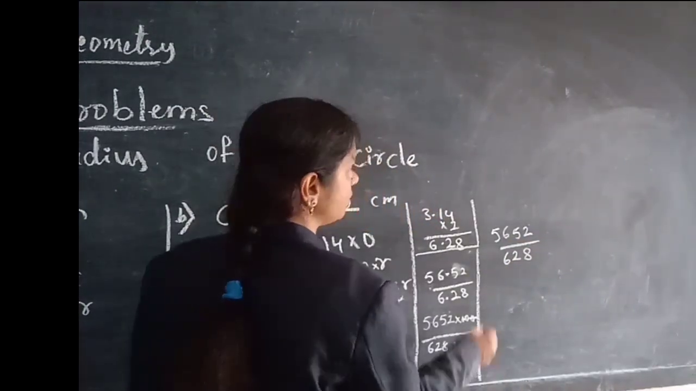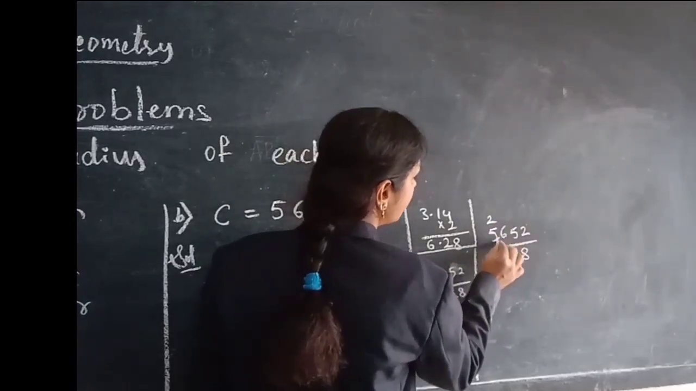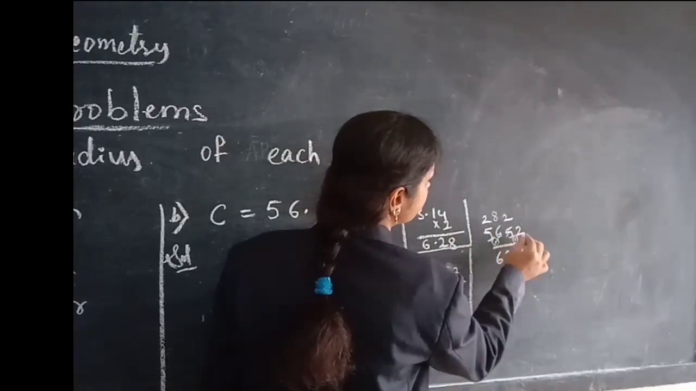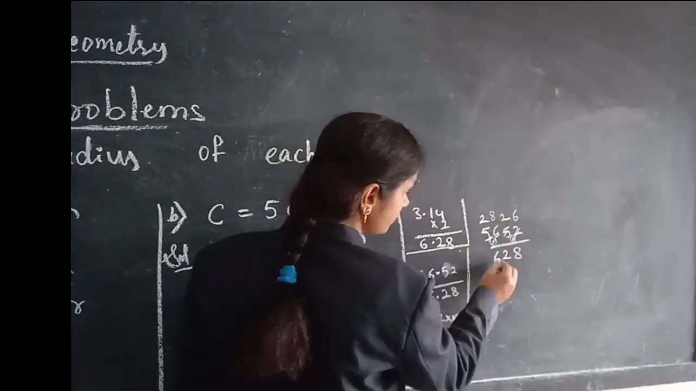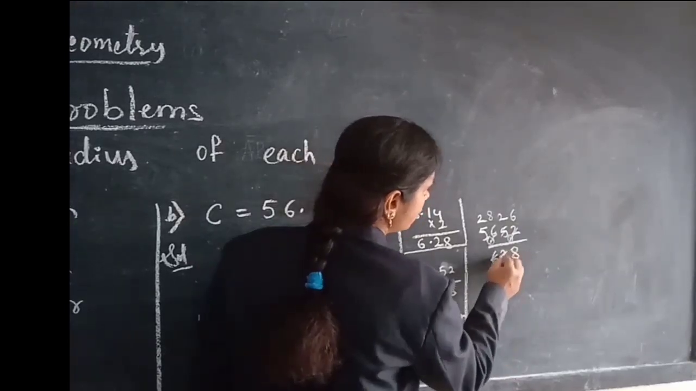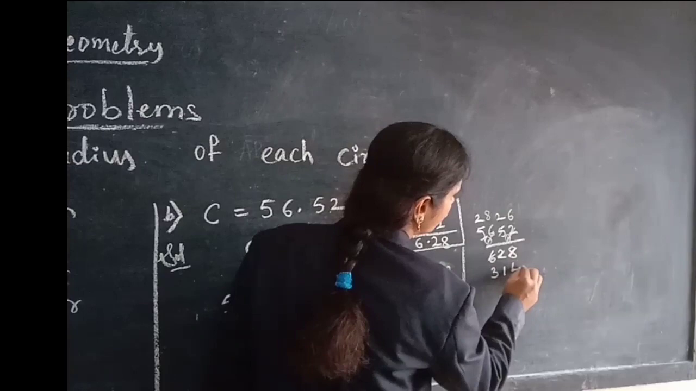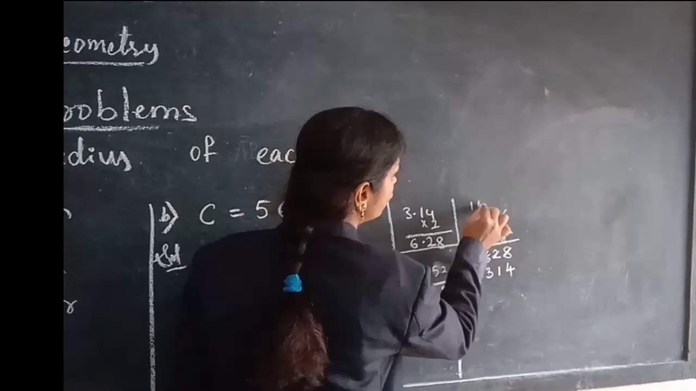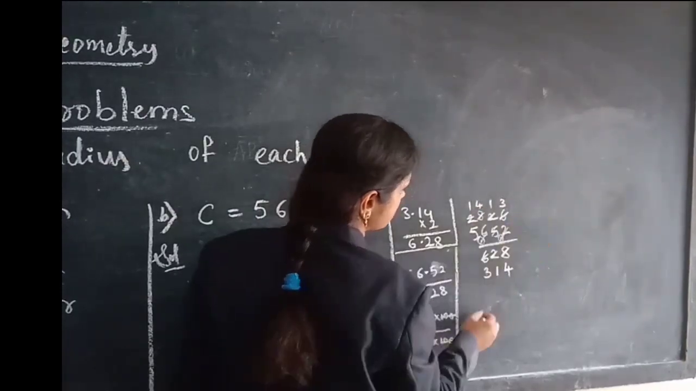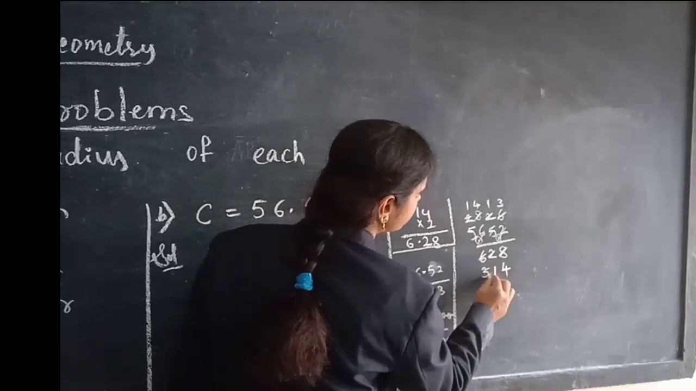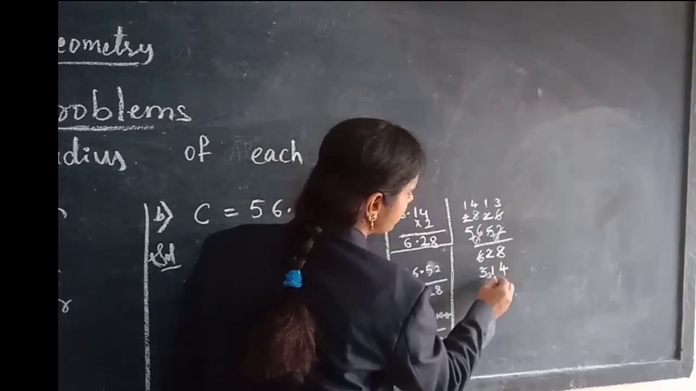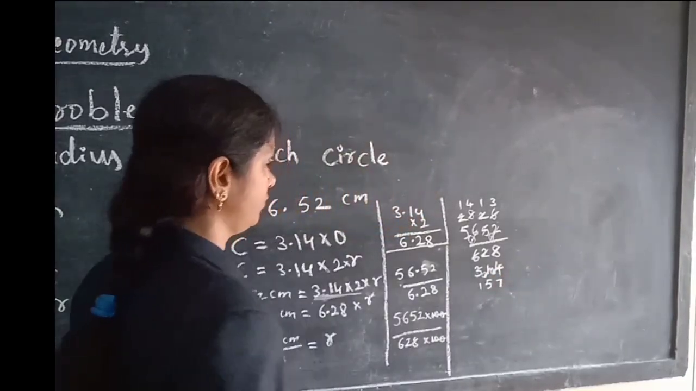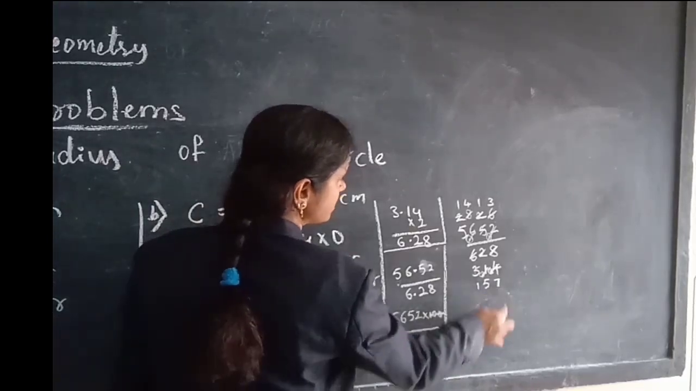Now I am cancelling with the 2 table. 2 twos are 4, one number is left. 2 eights are 16. Again 2 twos are 4, one number is left. 2 sixes are 12. Next 2 threes are 6. 2 ones are 2, 2 fours are 8. Again I can cancel by the 2 table. 2 ones are 2, 2 fours are 8, 2 threes are 6, 1 will be left. So 2 fives are 10, again 1 will be left. 2 sevens are 14. So 157 is the denominator.